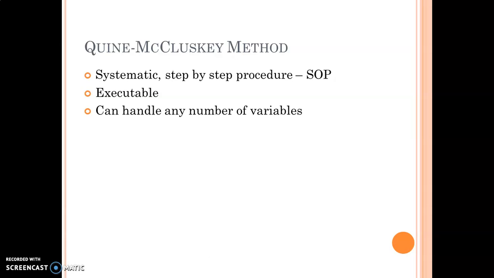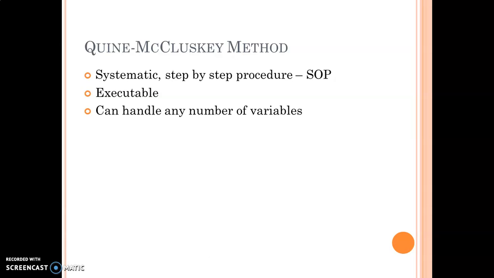Minimization using Boolean algebra requires high algebraic manipulation skills and will become more complicated when the number of terms increases. Karnaugh map is a visualization technique which is easier to use than Boolean algebra but becomes more complicated when the number of variables increases.